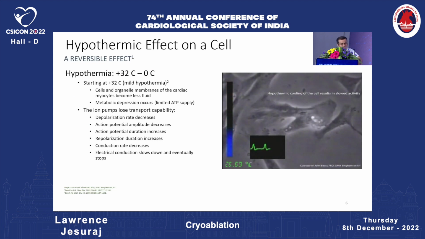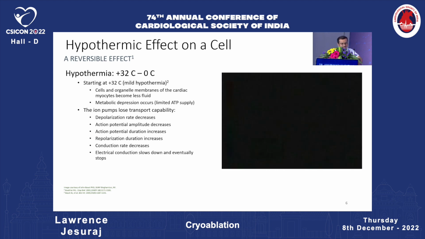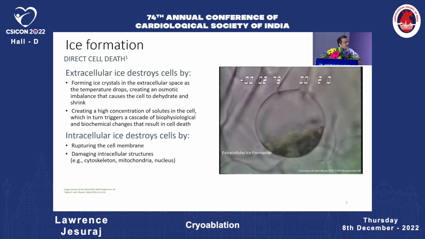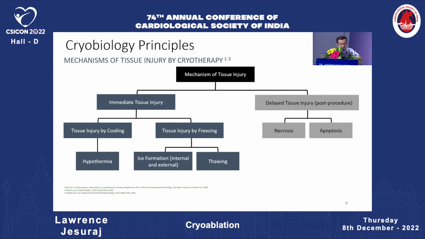So when you create a hypothermia, you have a phase of reversible injury. When you create changes in the ion pumps, which lose their transport capabilities, that ultimately leads to a depolarization rate decrease, action potential amplitude changes, and duration changes. There are changes in conduction rate, and electrical conduction slows down and eventually stops. Ultimately, ice forms, both extracellularly and intracellularly. Both of them will cause direct cell death.